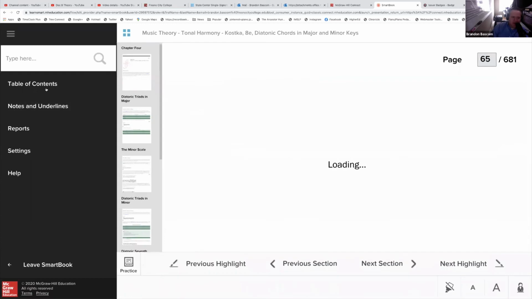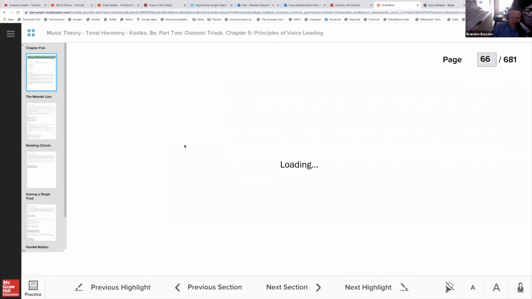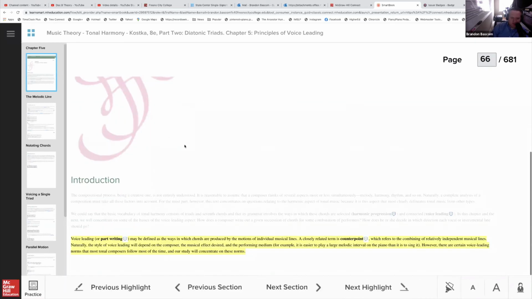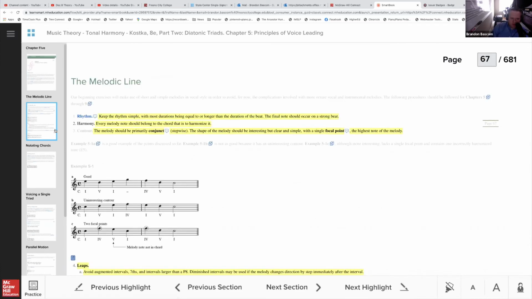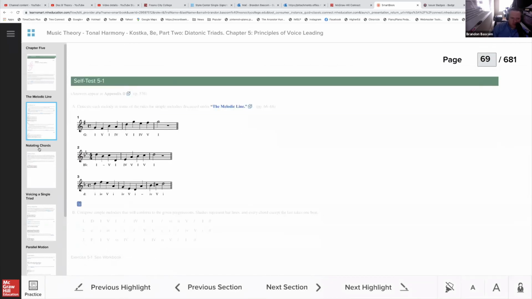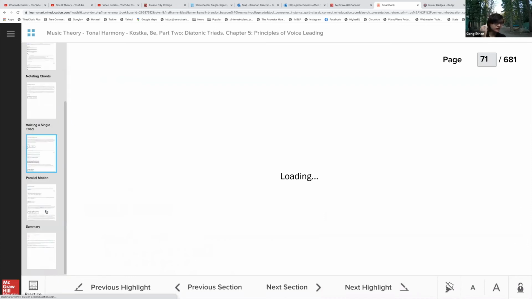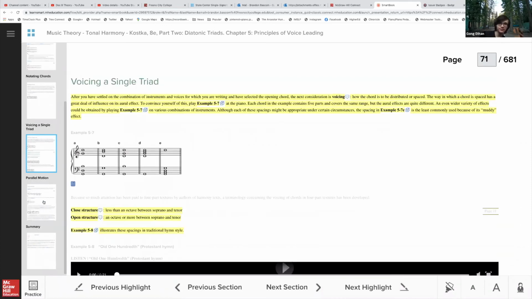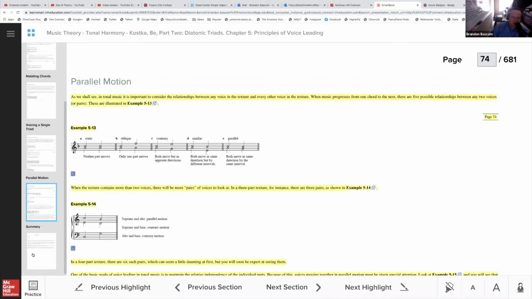Chapter 5. We were talking about diatonic triads and principles of voice leading. This is where it's getting juicy. This is where we talked about open and closed structure. We talked about the ways chords move: static, oblique, contrary, similar, and parallel.